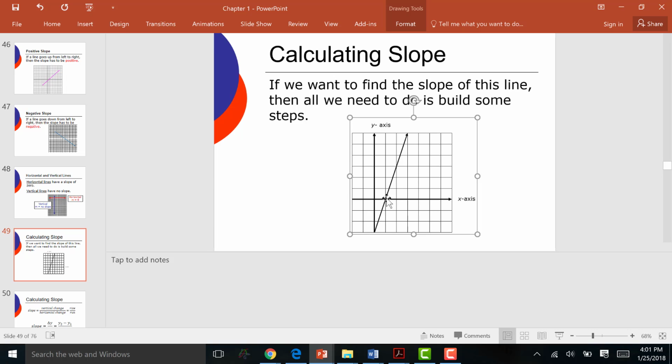Let's see if we can do the one that's on the screen and see if you can be okay with it. Alrighty, so if I look at this point, see where my cursor is?